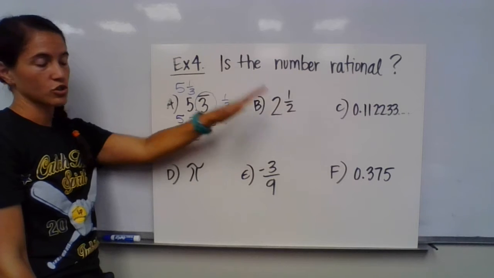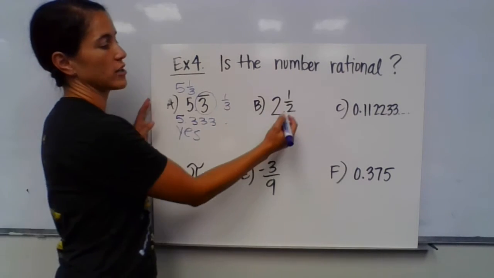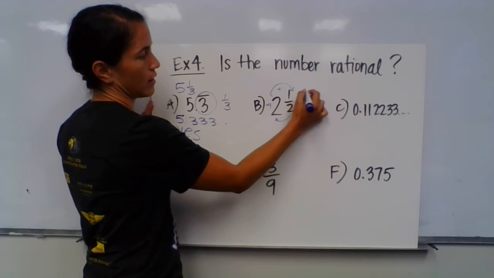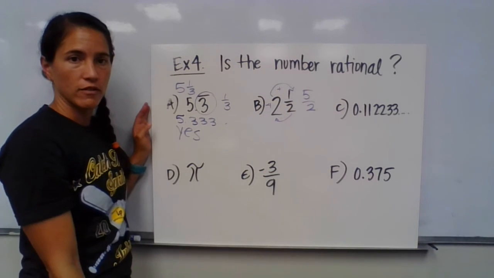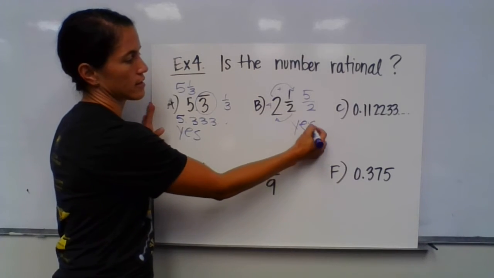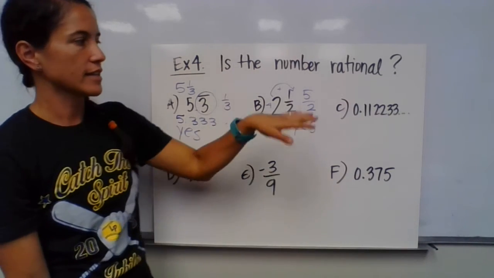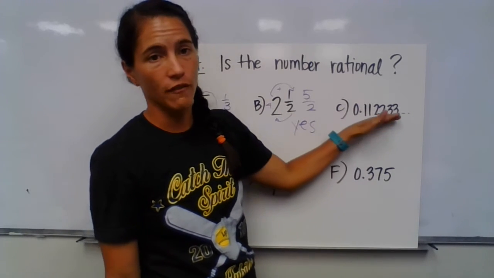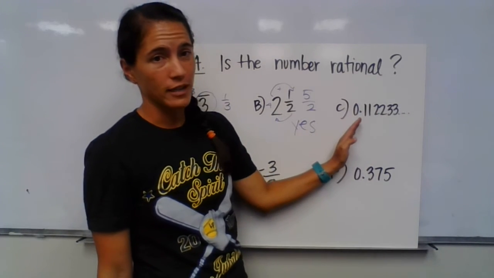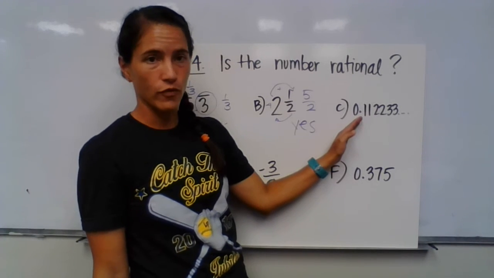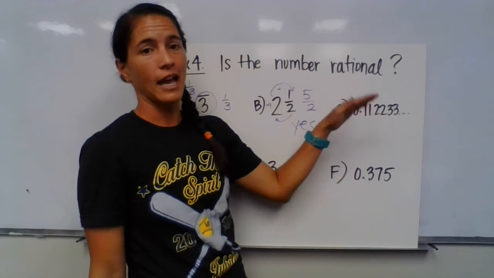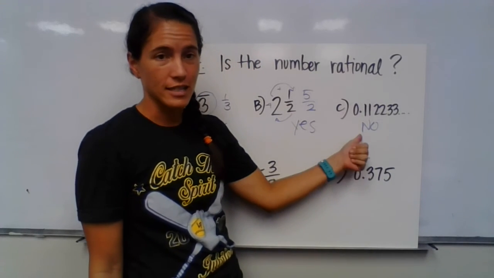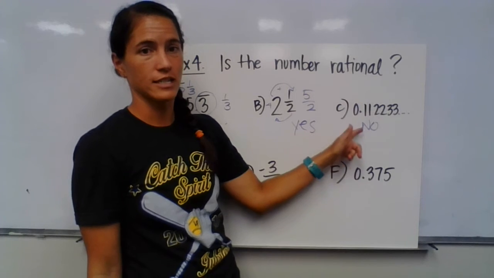B, 2 1/2. Well, just like 5 1/3, this is a ratio that can be written. 2 times 2 is 4 plus 1. This is a ratio that can be written 5/2. So yes, this is rational. Example C, 0.112233... That means this goes on forever. But it's not repeating. 0.1122334455. So it's not repeating and it doesn't end. So this is not rational. Because it's not repeating and because it does not end, it is not rational.